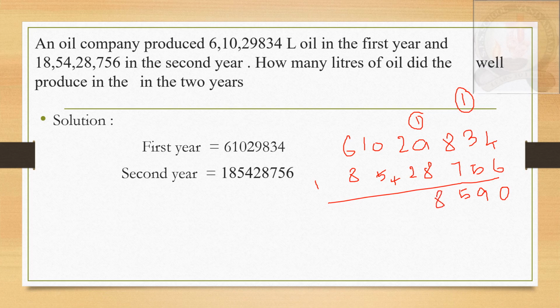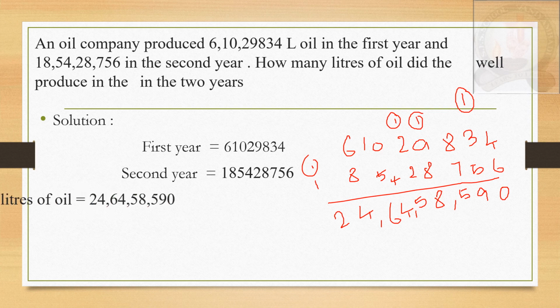So 1 plus 9 is 10, 10 plus 8 is 18. So 1 carry to the next digit. 1 plus 2 is 3, 3 plus 2 is 5. 0 plus 4 is 4, 1 plus 5 is 6, and 6 plus 8 is 14, 1 carry, then 1 plus 1 is 2. Now put comma now.